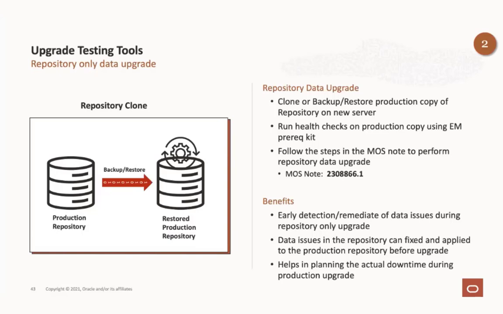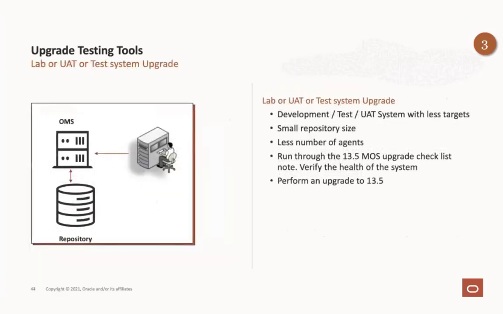So this will help you to detect, even to predict some of the upgrade downtimes, because like I said, this is the most time consuming part of the whole upgrade process. So with this, you can actually predict when you actually go for your production upgrades. And the last one is about your normal dev system, which is a very small system. You can directly do an upgrade and make sure, validate from the process perspective, whether the upgrade works or not.